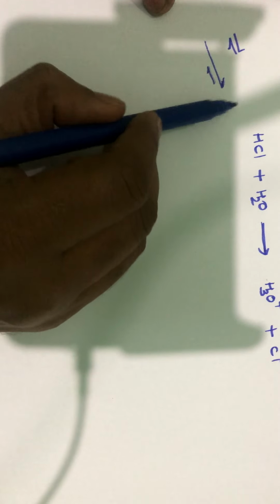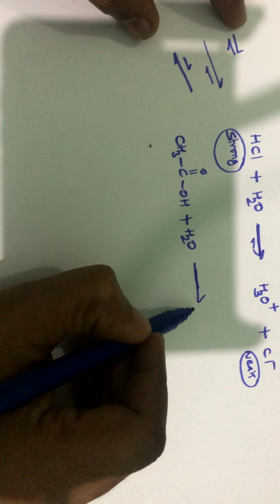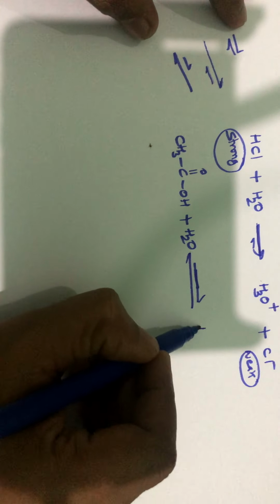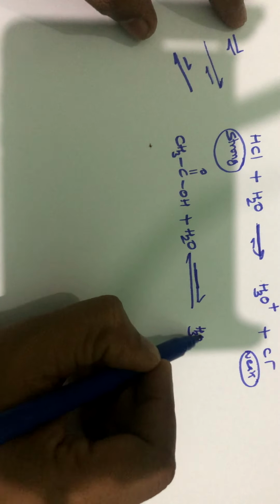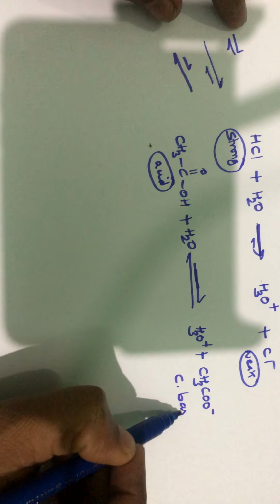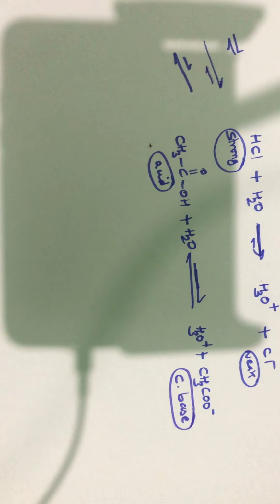If you take an example of acetic acid plus water, it will give H3O plus and CH3COO minus. So acetic acid will lose a proton, giving CH3COO minus. The proton will be taken up by water. So acetic acid is an acid. Okay. So CH3COO minus is a conjugate base.